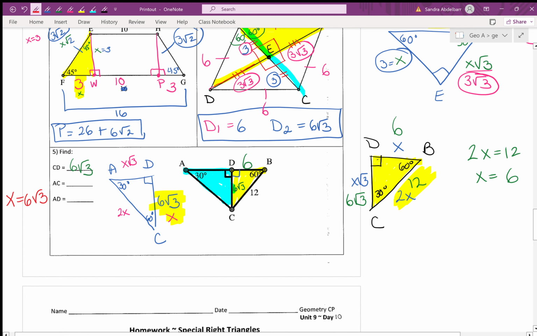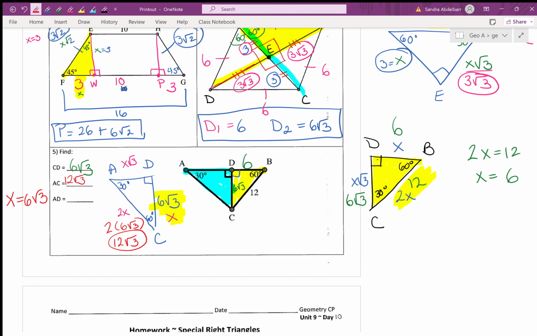Now AC, isn't that 2x? So what am I going to do? I'm going to do 2 times 6 root 3. What's 2 times 6 root 3? Somebody, anybody? Michael? 12 root 3. I hope you're all just tired and not forgetting your radical rules. So AC is 12 root 3.